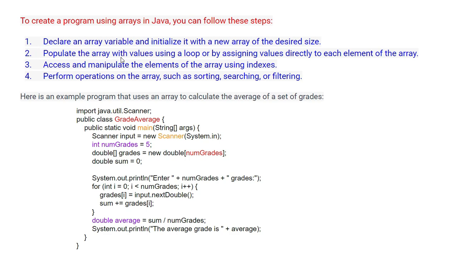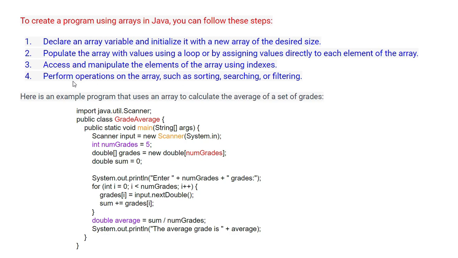Populate the array with values using the loop. How can we print the array values using the loop? You have to know about those things. Access and manipulate the elements of the array using the index value. Always we are trying to fetch and manipulate the data of the array using the indexes, so you have to understand the indexes also. Perform operations on the array such as sorting, searching and filtering.